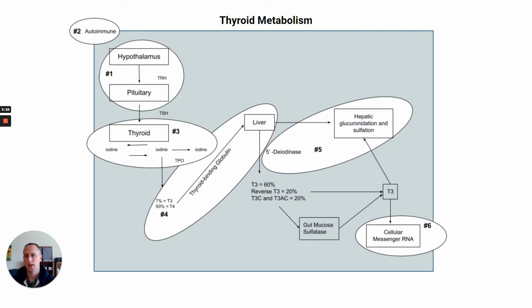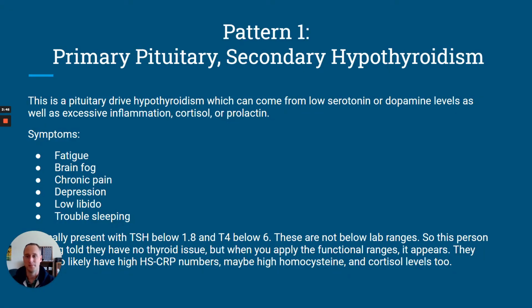And so here on this next slide, I kind of circled where all the different patterns will take place. So you'll see, like, over in the hypothalamus, pituitary area, that's number 1. That's what we're going to be talking about this time. And then we'll get to the other ones in future videos. All right, so pattern 1.